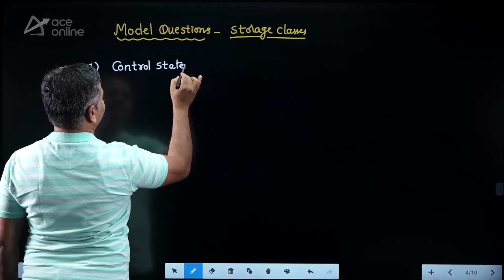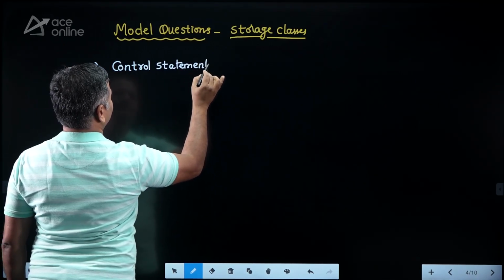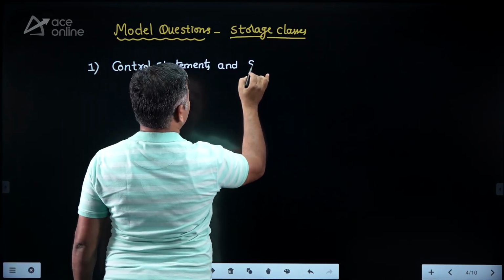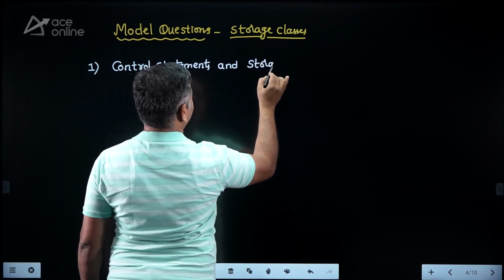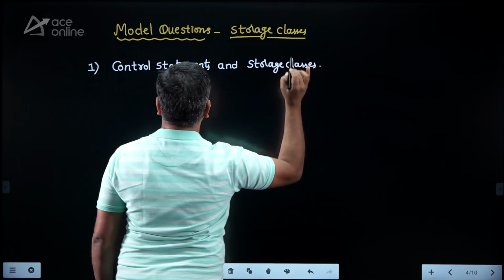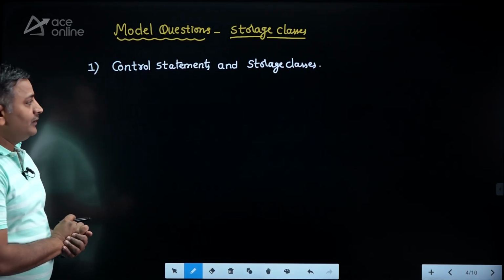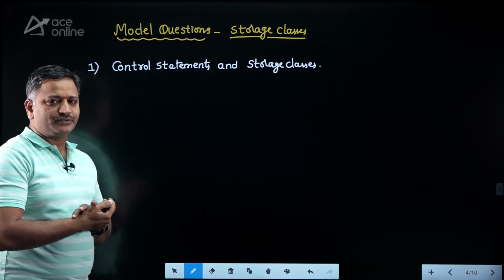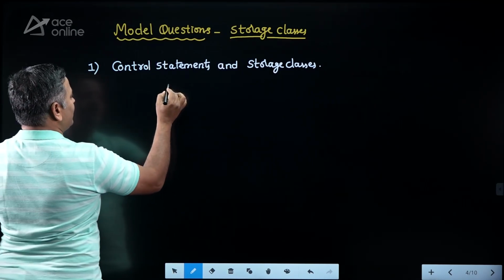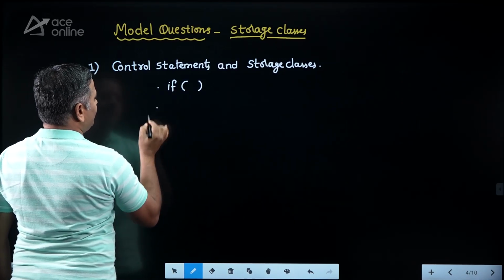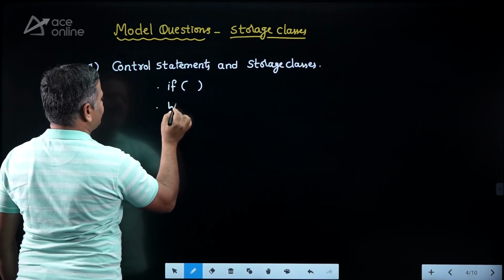Control statements and storage classes. So what do you mean by control statements? In the program, they are combining storage class behavior with conditional statements or control statements. For example, they are combining static storage class under an if condition, or they are combining static storage class with while loop conditions.